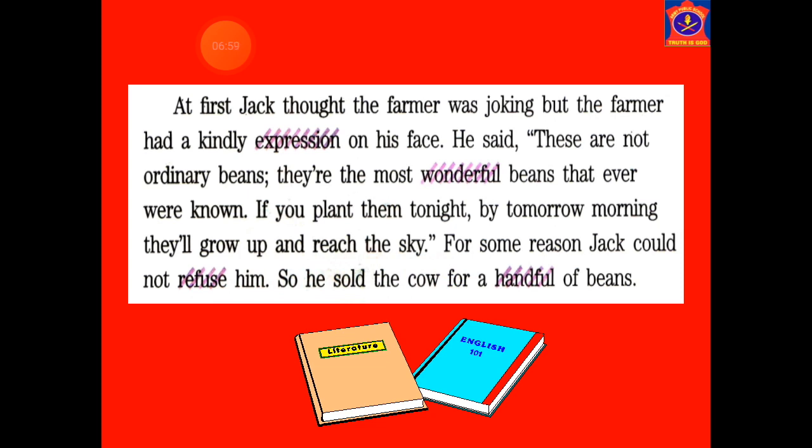Initially Jack could not believe him. He thought that the farmer was joking. But then the farmer told him that the beans were no ordinary beans, they were magic beans, and that if he sowed them in the ground at night, by morning the beans would grow into a big beanstalk. So somehow Jack could not refuse the farmer. He could not say no to him. And he gave his cow to the farmer and took the handful of beans.